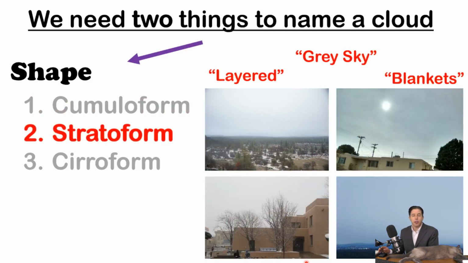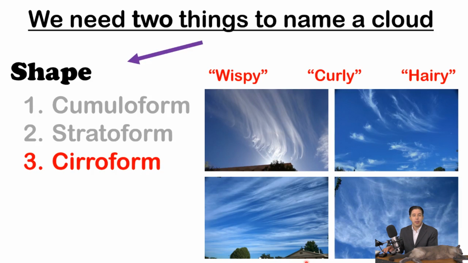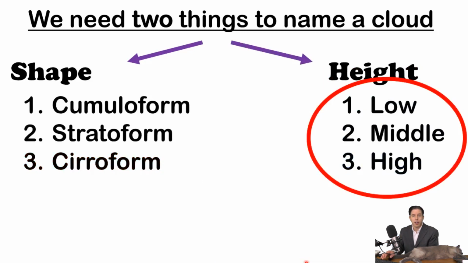Then stratiform clouds are far more boring. They are more like a solid blanket across the sky. You can't really see the edge. They typically form a solid gray sky, something like that. Those are stratiform. And then cirroform have all kinds of interesting shapes. They're kind of these wispy, curly, hairy clouds that are high up in the atmosphere. Okay, so those are our three possible shapes.